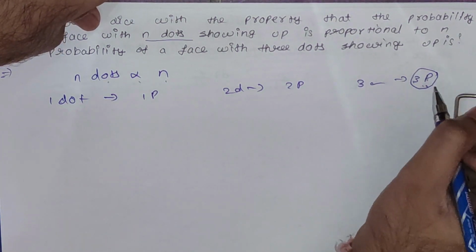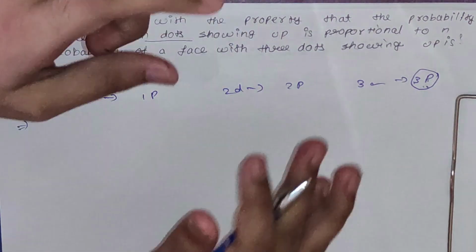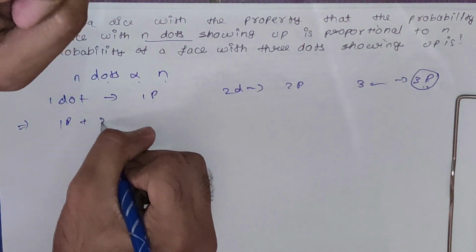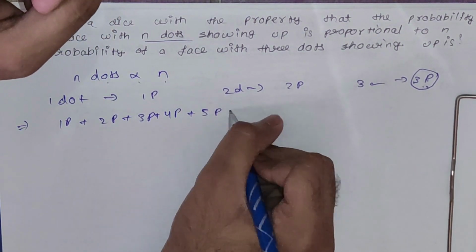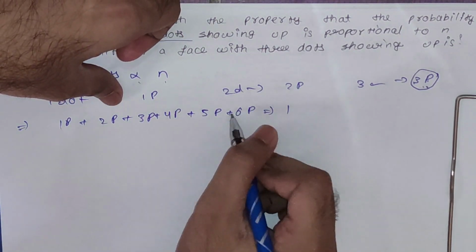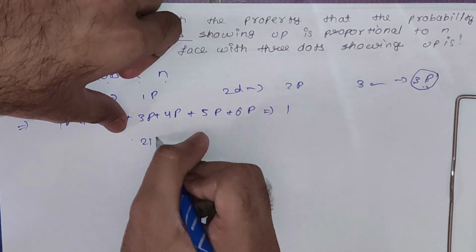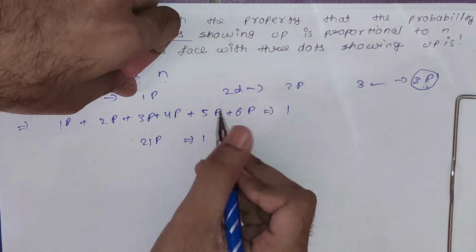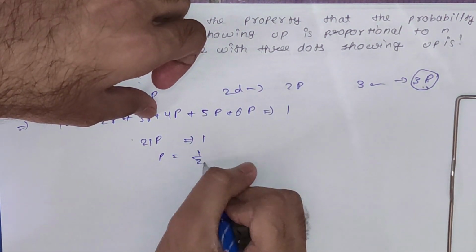For p, we know that the sum of all the probabilities should be 1. 1p plus 2p plus 3p plus 4p plus 5p plus 6p should be equal to 1. If we add up, we get 6 into 7, 6 7s are 42, by 2, basically 21p equals 1. Here I have used the sum of natural numbers. So p will be 1 by 21.